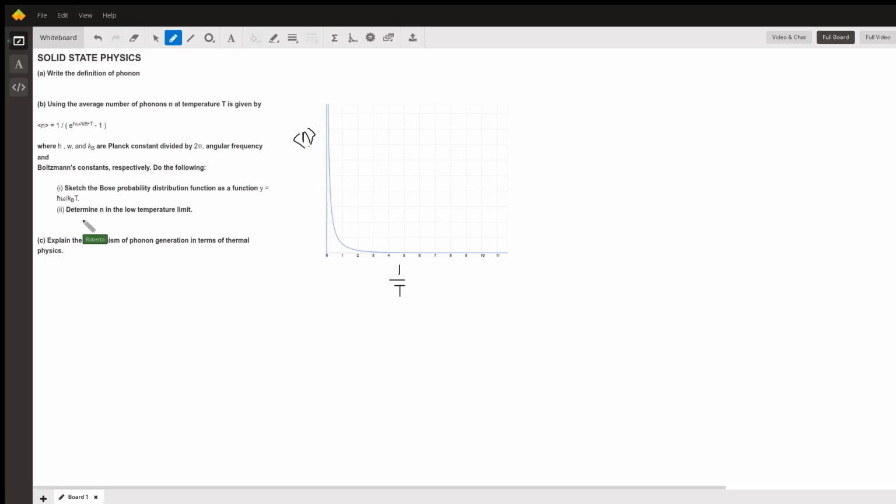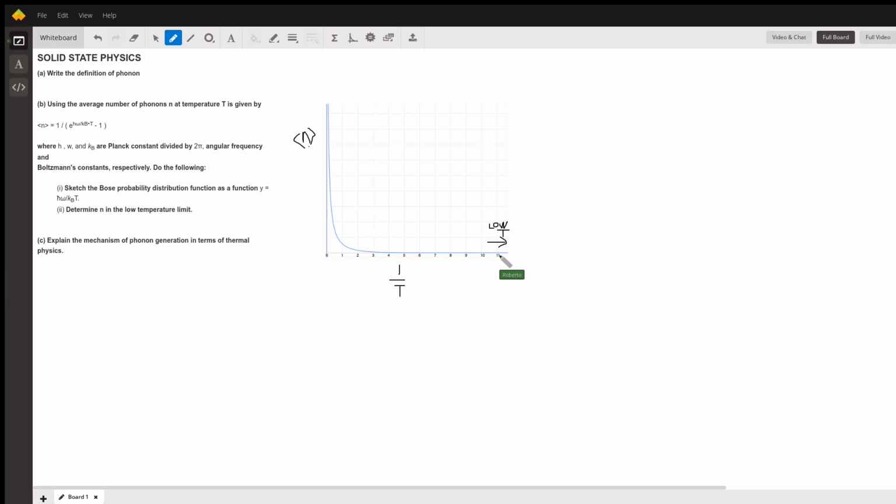Now, if we go to the second part, the n in the low temperature limit. Here we have 1 over temperature, so the low temperature limit is actually going to be over here. This is low T. Let's erase that. Low T. So yeah, we can see at low temperatures it goes to 0.